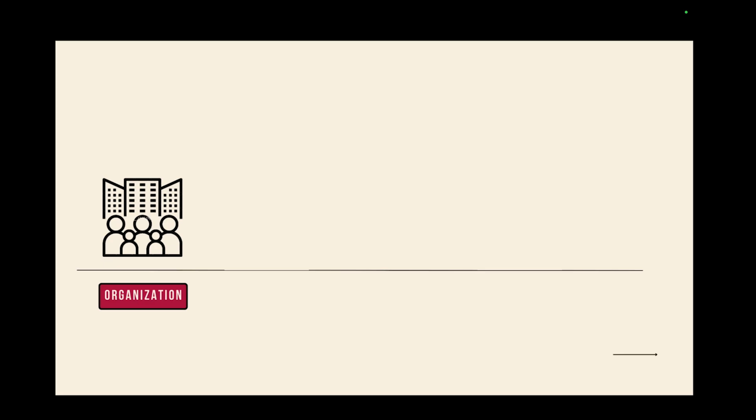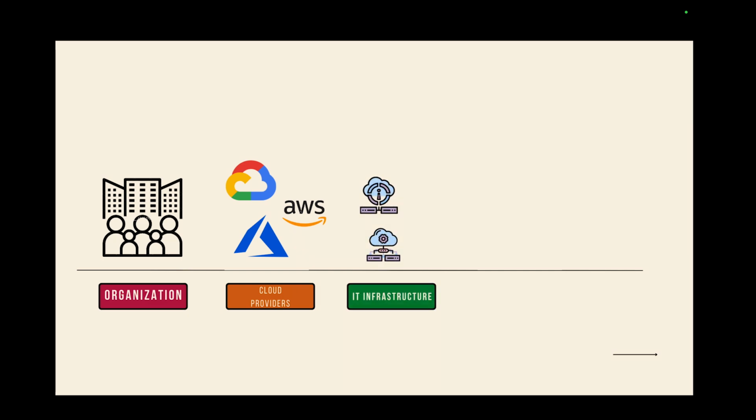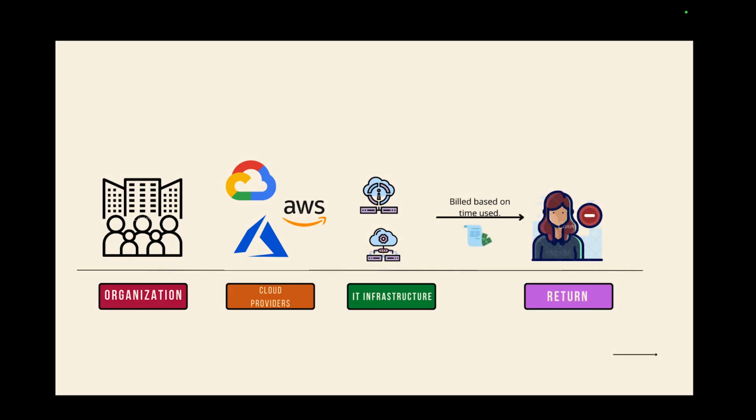Similarly, when organizations need a particular resource, it can be any IT infrastructure, they go to cloud providers like GCP, AWS, and Azure. They get the IT infrastructure and are billed based upon the time that they have used it. And once their work is done, they just return it, because they don't require it right now. That can be a database, some software, some services, or some platforms that they are asking for.